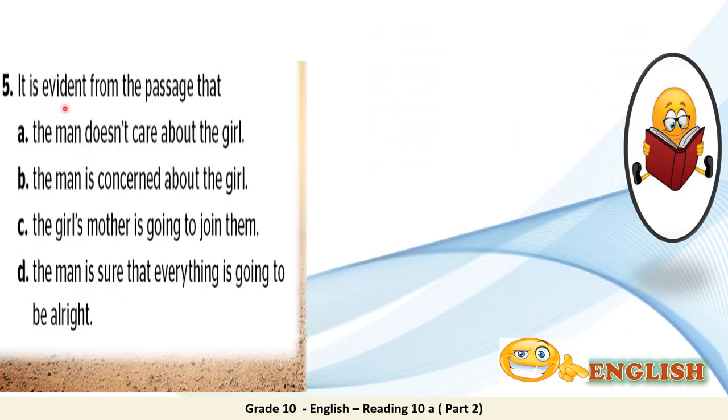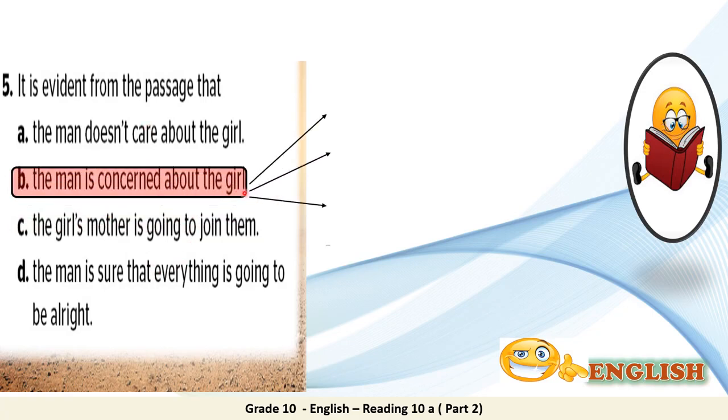Question 5. It's evident from the passage that. So can you refer to the answer? That's right. The man is concerned about the girl. You can find the evidence in more than one paragraph. You have the evidence in paragraph 4, 5, and 6.